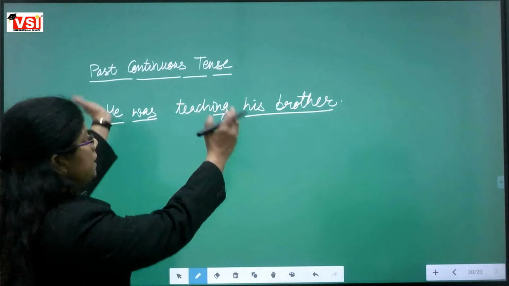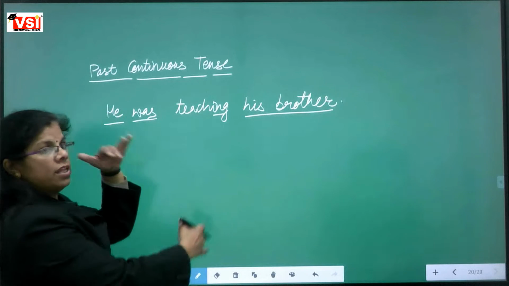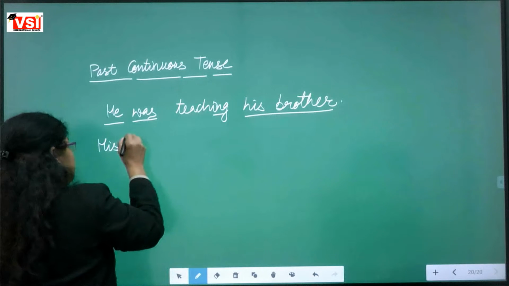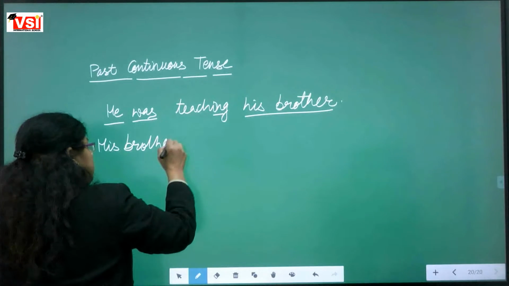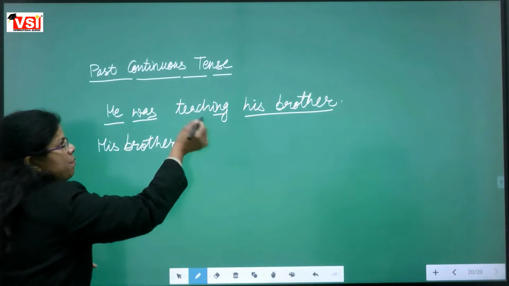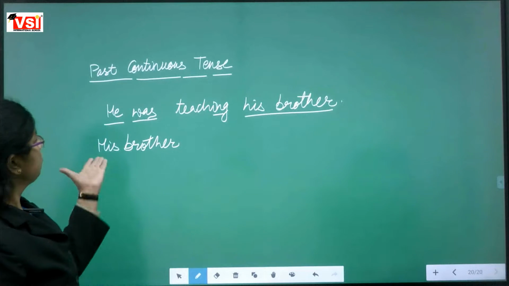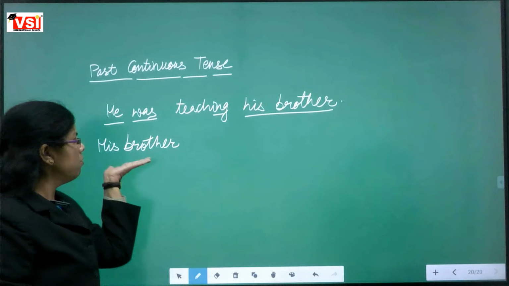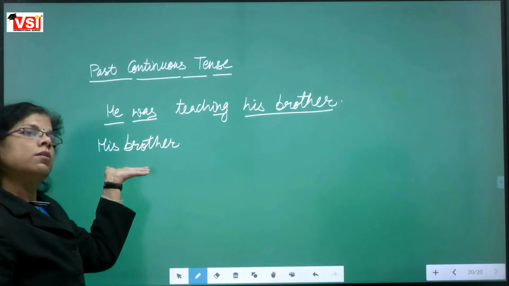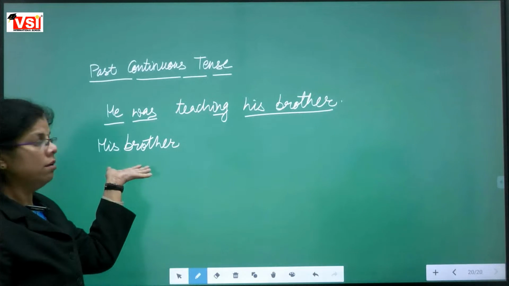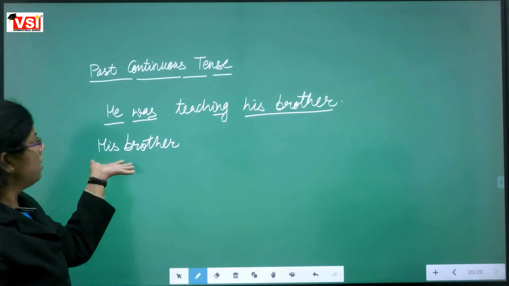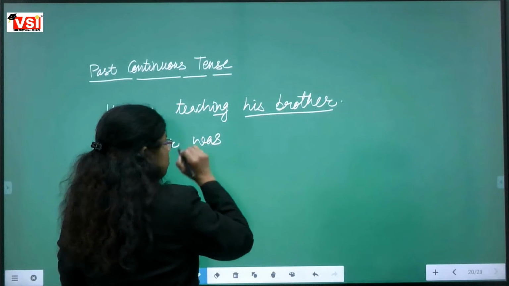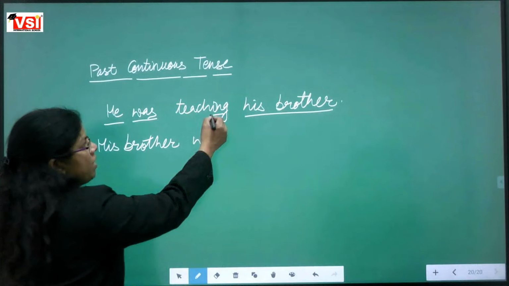Fine. We are interchanging their places, so we are bringing his brother to the starting. His brother. Now we are having was plus action ing. Now we will concentrate. Is this singular or plural? His brother is singular. That's why we will use was or were. Was. Fine.